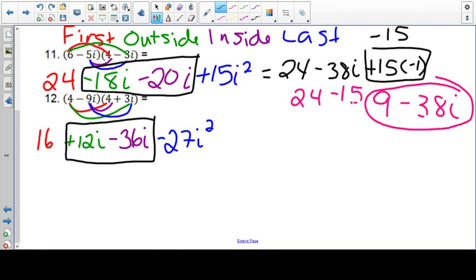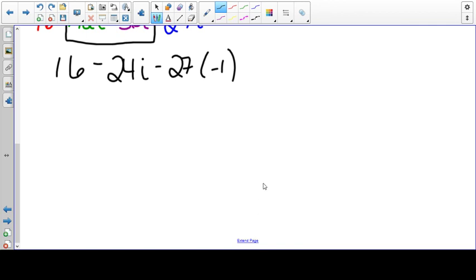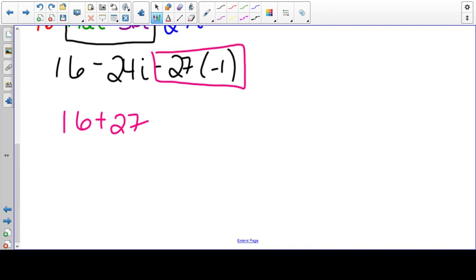So we're going to add these two in the middle. So I get 16 minus 24i minus 27i squared. But we know that i squared is equal to -1. Which means now that I have 16 plus 27, because -27 times -1 will turn positive, minus 24i. So 16 plus 27 gives me 43 minus 24i.